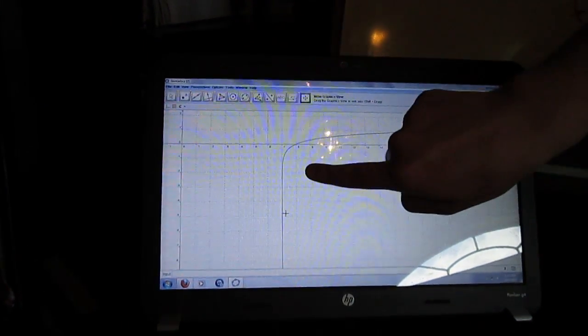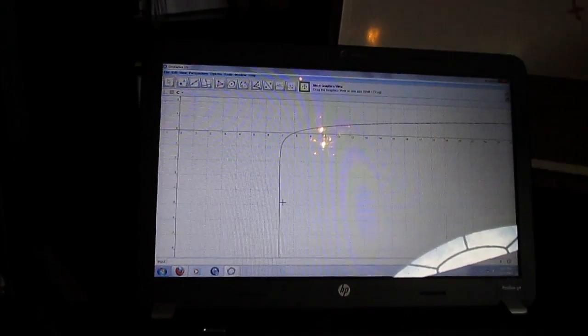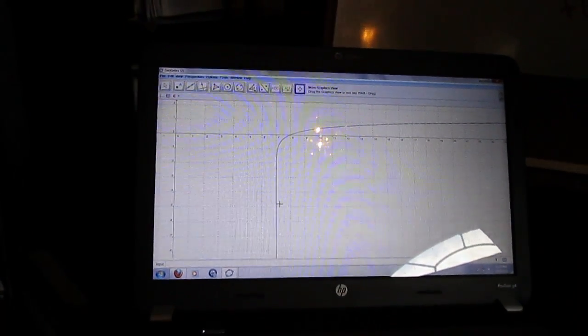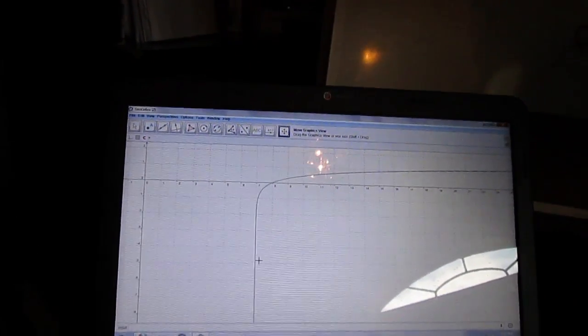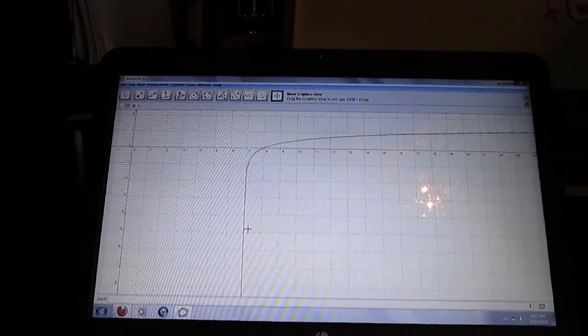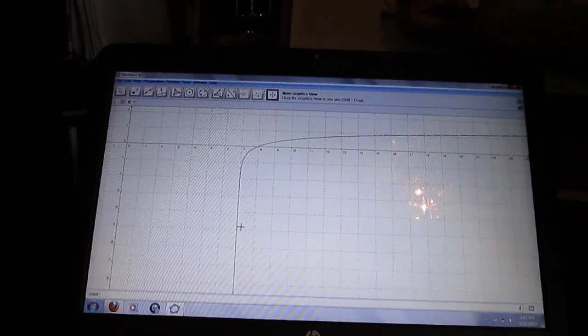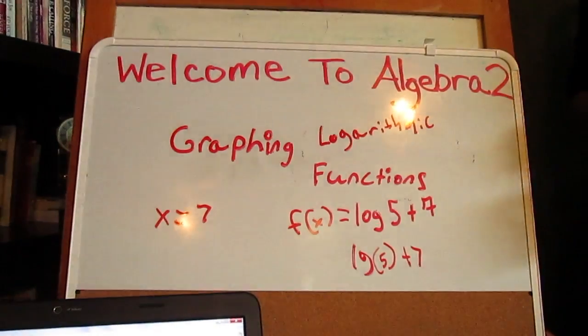As you can see, there is also a vertical asymptote, just like there was a horizontal asymptote in the exponential function. It is a vertical asymptote at x equals 7. The line may look like it touches x equals 7, but it does not. It simply comes closer and closer. That means that it is a vertical asymptote of this logarithmic function.